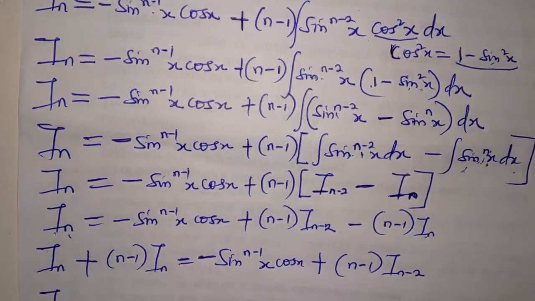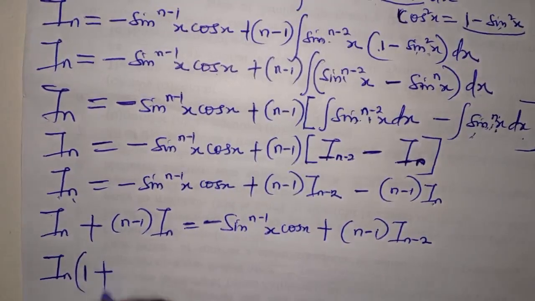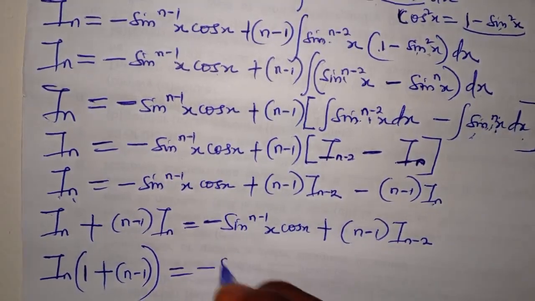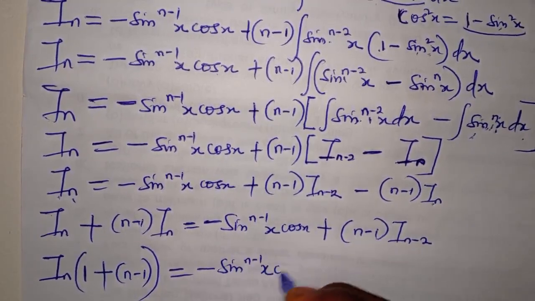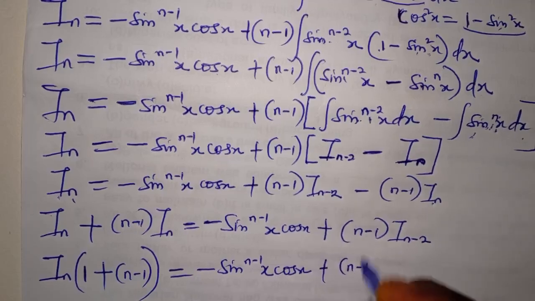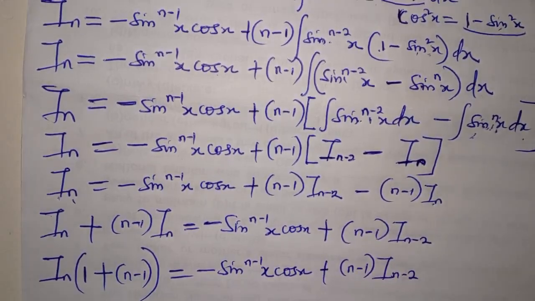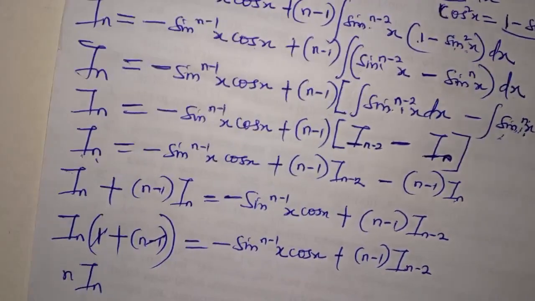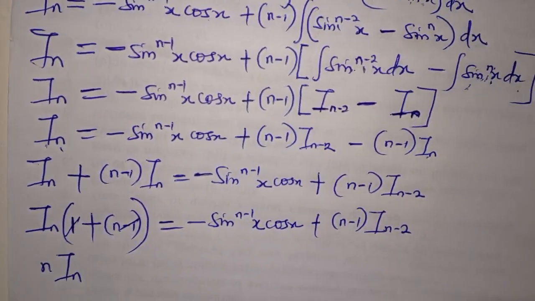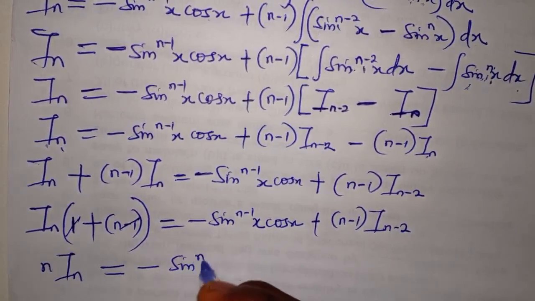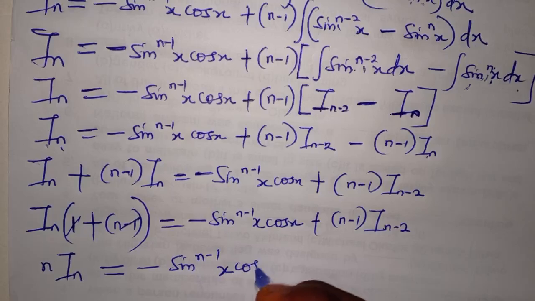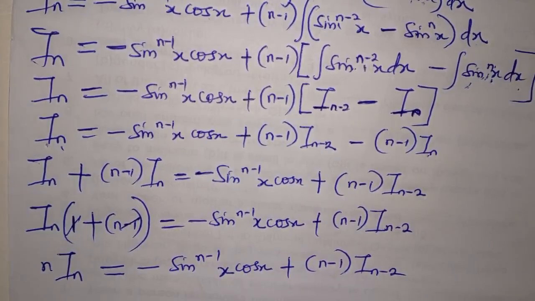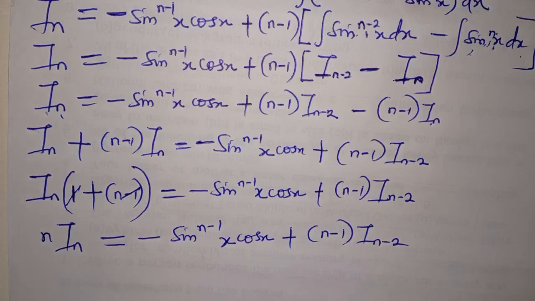If we factor out I sub n from here, we'll be having 1 plus this left, which is n minus 1, equal to minus sine n minus 1 x cos x plus n minus 1 into I sub n minus 2. 1 we cancel minus 1, leaving us with just n I sub n, right? And this is minus sine n minus 1 of x cos x plus n minus 1 into I sub n minus 2. So we now divide both sides by n, which is the coefficient of I sub n.